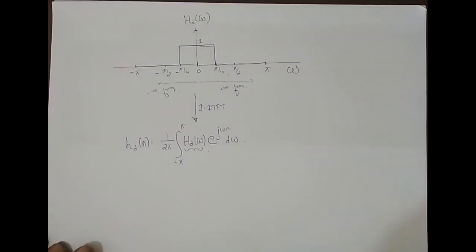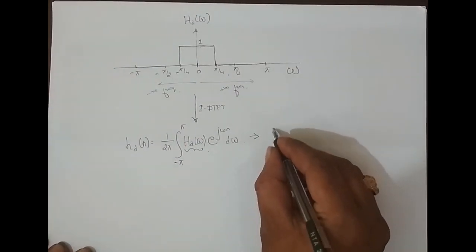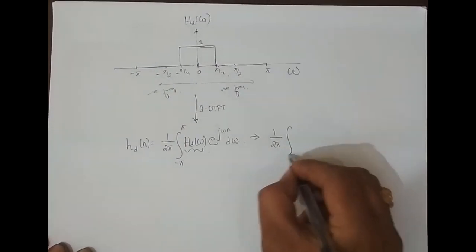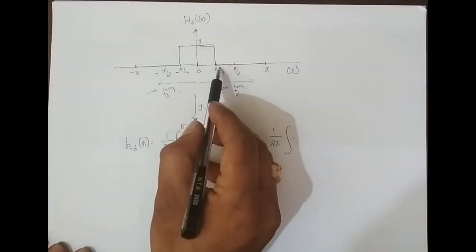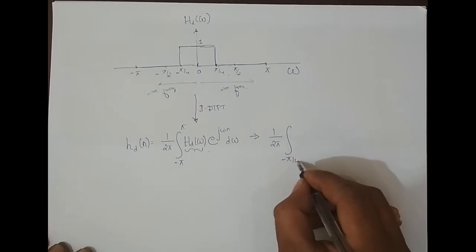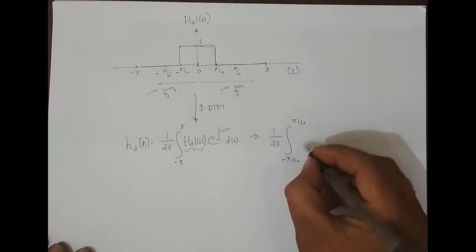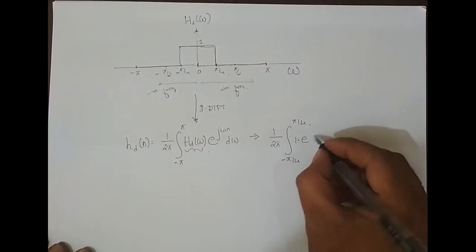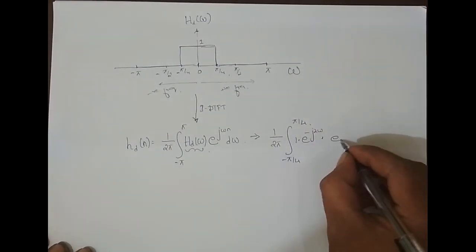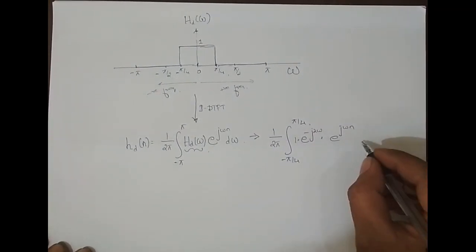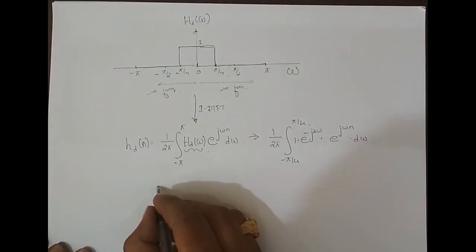So let me just plug that condition here. What do we get? Let me write it here. 1 by 2 pi, integrating from minus pi to pi, but this exists only from minus pi by 4 to pi by 4. And what is hd of n? It is 1 times e power minus j 2 omega into this term e power j omega n d omega, right?